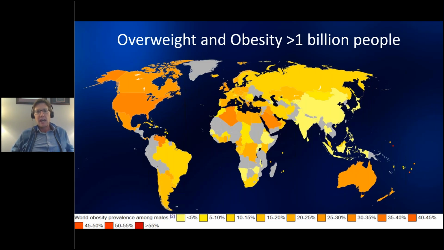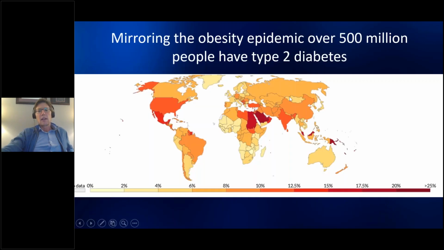Well, the most obvious connection is really the worldwide overweight and obesity epidemic, which affects over 1 billion people, and it's been growing rapidly around the world over the last 2 decades. And of course, why do we care about obesity? Well, obesity is tightly associated with many chronic diseases, but most notably type 2 diabetes. There are now over 500 million people who have type 2 diabetes around the world.